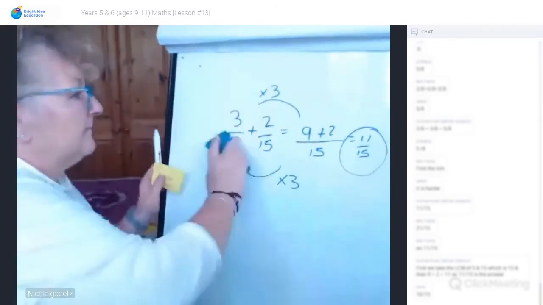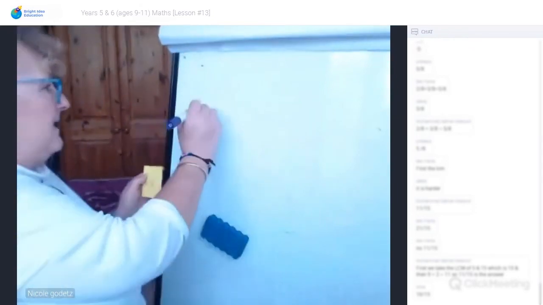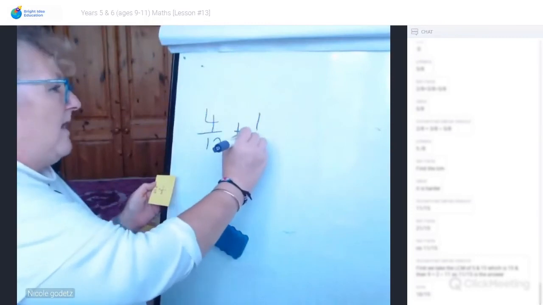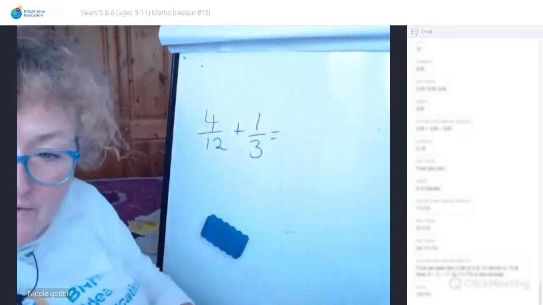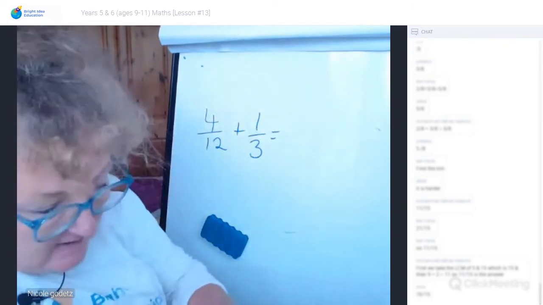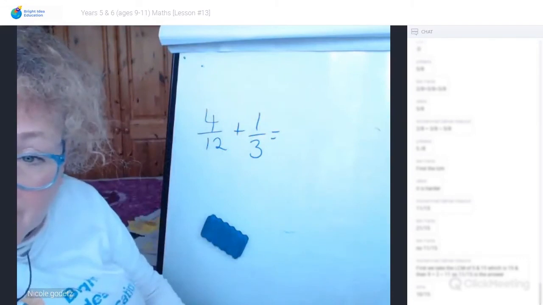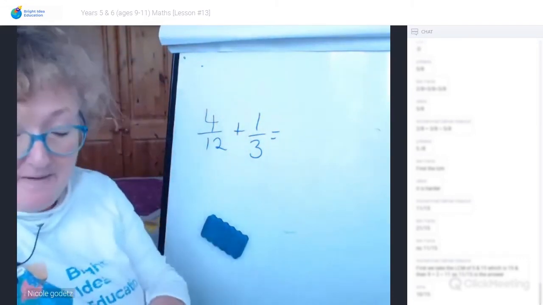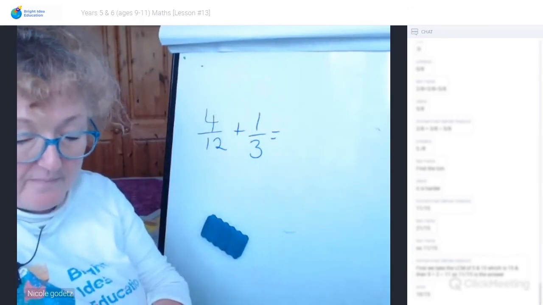Let me rub this off. The next one is 4 twelfths plus 1/3. If you've got some paper at home, which you should have, pen and paper ready, you can work that out at home.